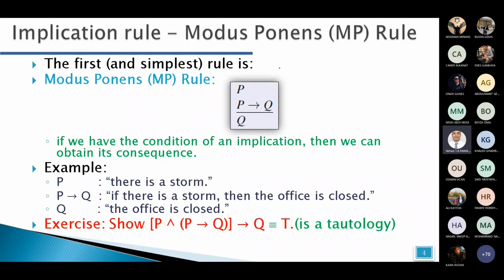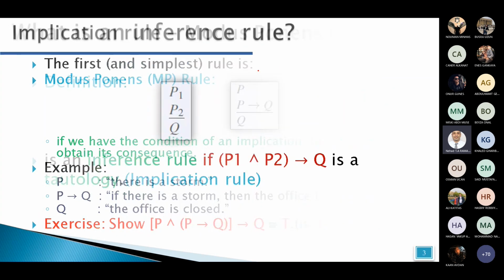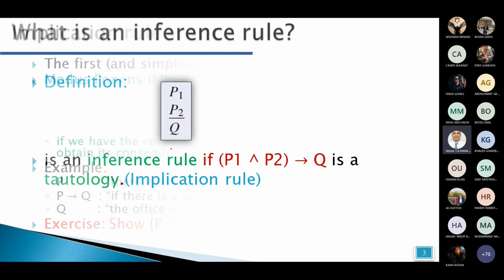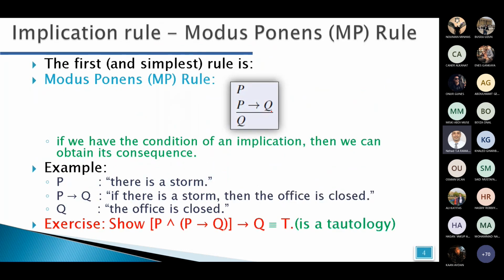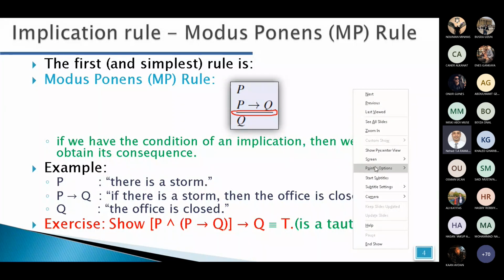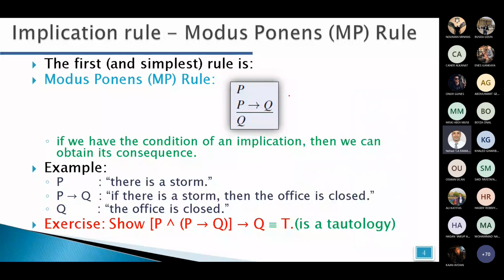Okay, let's take the first inference rule. Sometimes we call it the implication rule. Why do we call it the implication rule? Because this one means implication, so it always contains implication. So for the first inference rule, we have modus ponens. It's not necessary to use a long name. You can use MP, okay? The short name for the rule, MP rule.